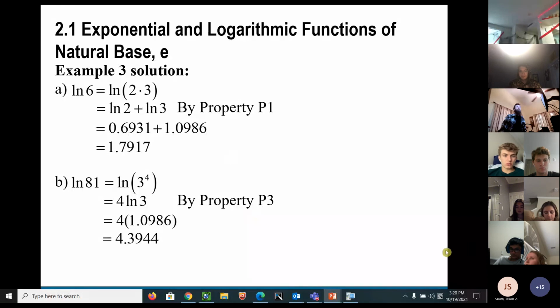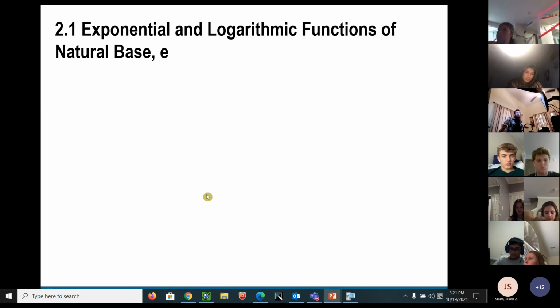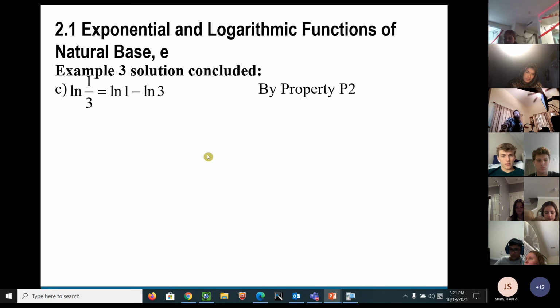And I would get 2 natural log of 3. Oh, natural log of 9, sorry. Natural log of 9, which is 3 to the 2nd power. You can do it however you want. All right, what about this one?